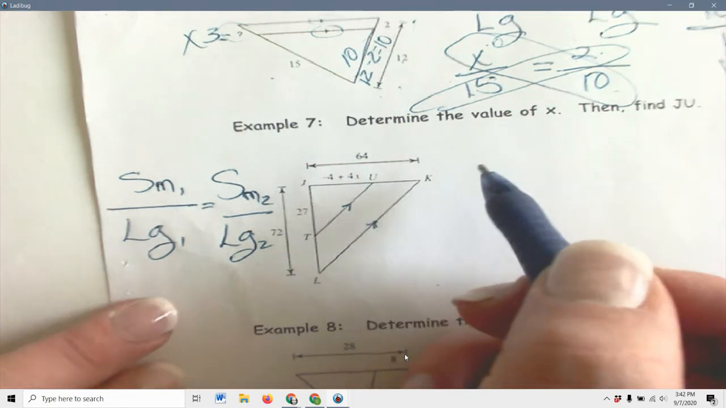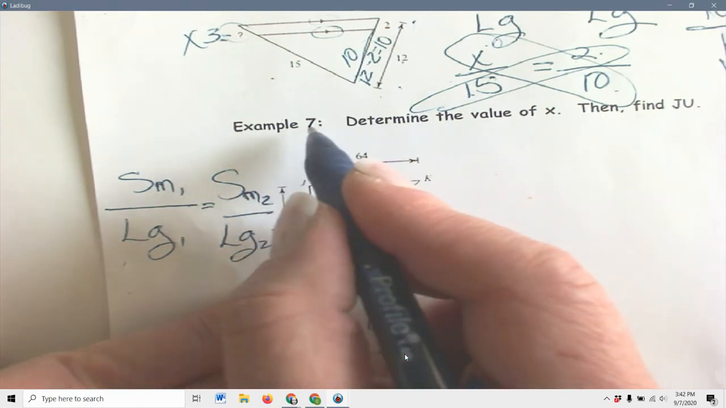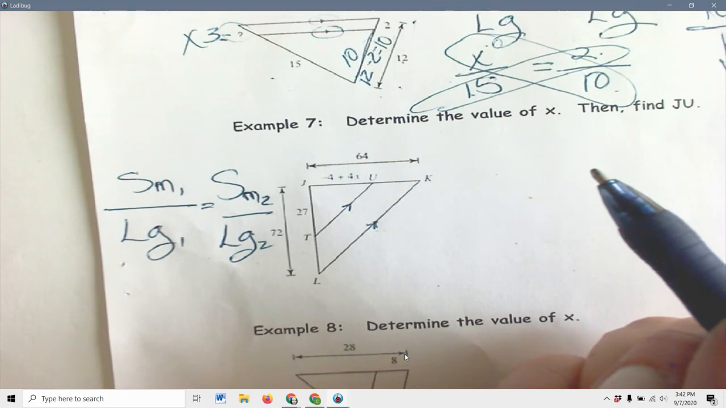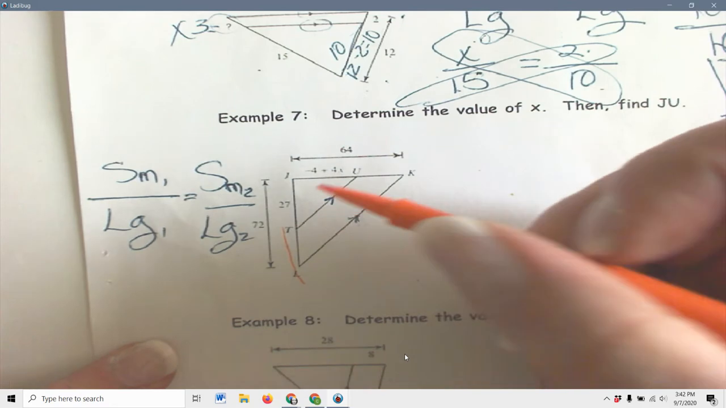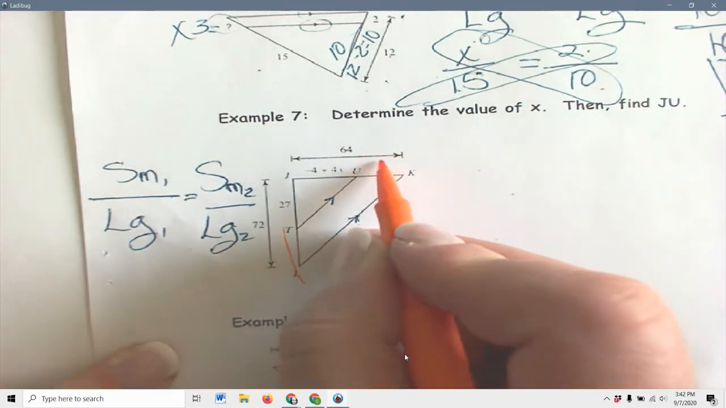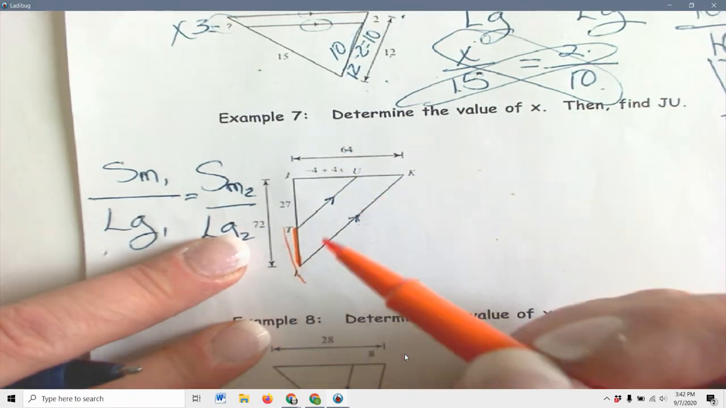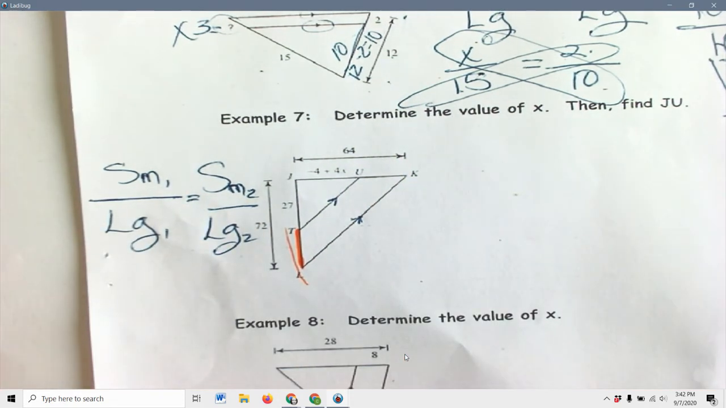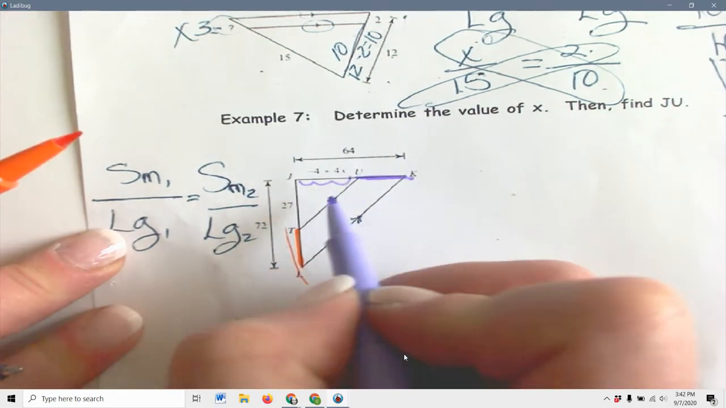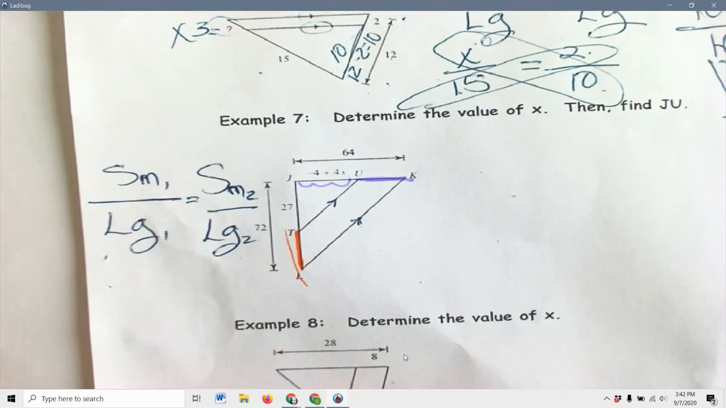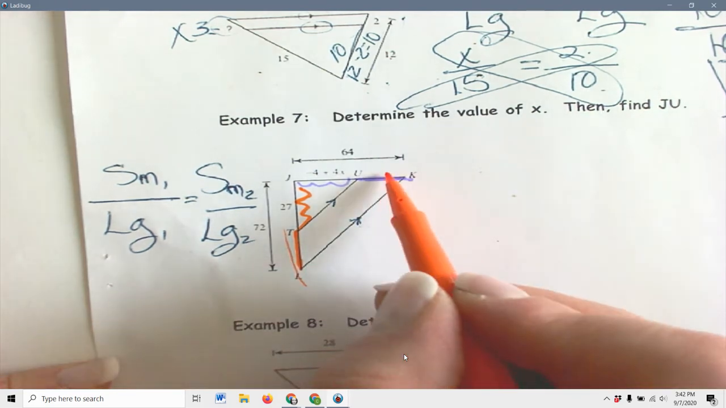So when we're doing this problem, we need to notice that 64 is the size that is the entire side over here, and 72 is our entire side. But we need a piece and a piece. So we need to know what's this part, and we need to know what this part is. So here's our big, and then our little and our big and our little. So we're missing these pieces.